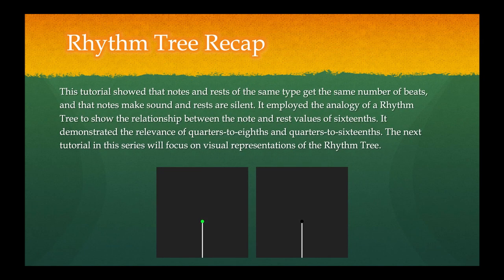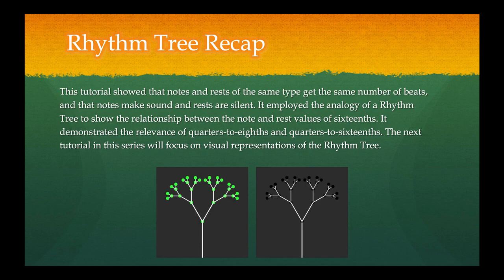This tutorial showed that notes and rests of the same type get the same number of beats, and that notes make sound and rests are silent. It employed the analogy of a rhythm tree to show the relationship between the note and rest values of sixteenths. It demonstrated the relevance of quarters to eighths and quarters to sixteenths. The next tutorial in this series will focus on visual representations of the rhythm tree.